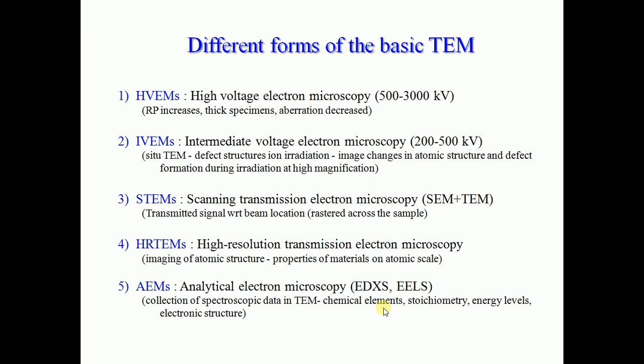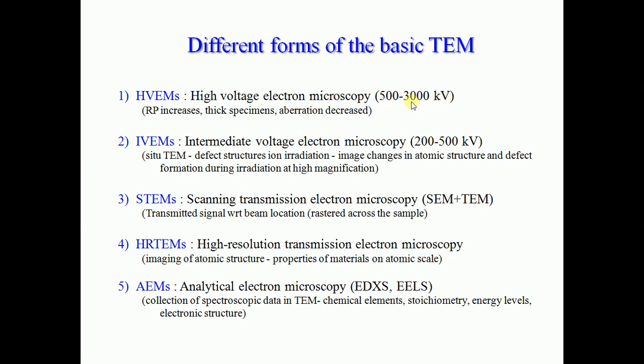Let us see the different forms of the basic TEM. We have the high voltage electron microscope. High voltage means the acceleration voltage between the anode and the sample and the electron gun is of the order of 500 to 3000 kV, kilovolt.